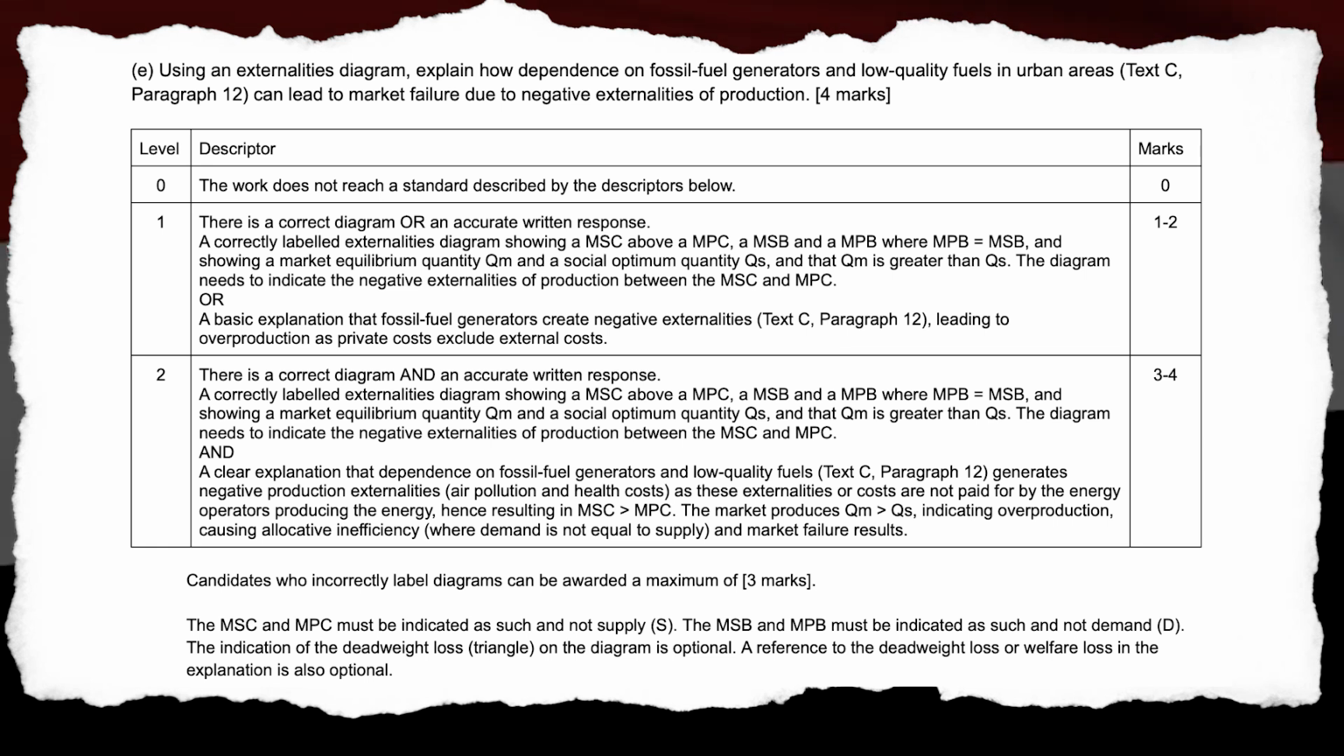E. Using an externalities diagram, explain how dependence on fossil fuel generators and low-quality fuels in urban areas, Text C, Paragraph 12, can lead to market failure due to negative externalities of production. 4 marks. Level 1.